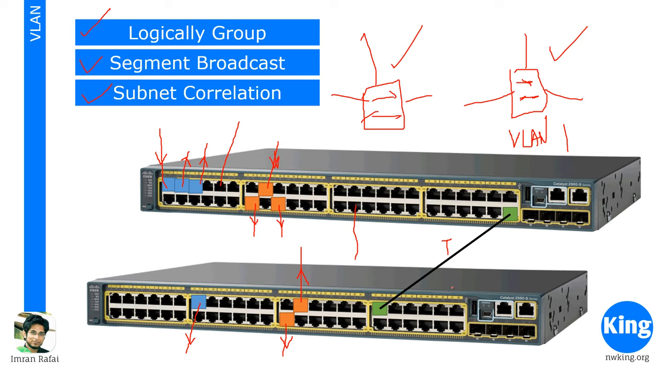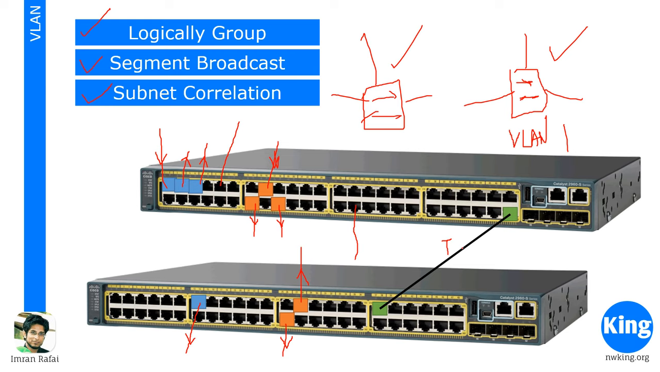Now we also spoke about encapsulation. There are two encapsulation methods. One is .1q. So whenever you make a trunk, you have to give an encapsulation. Now the encapsulation protocol .1q is an open standard. It's part of the IEEE, and there is another protocol called ISL, or Inter-Switch Link, right?